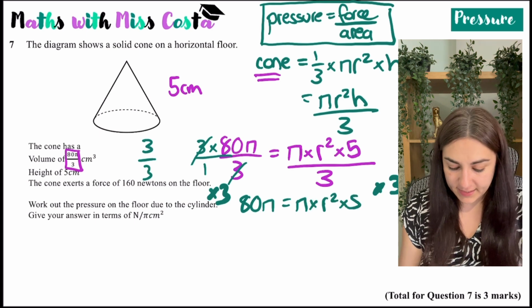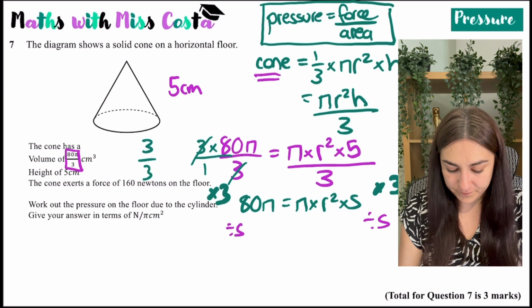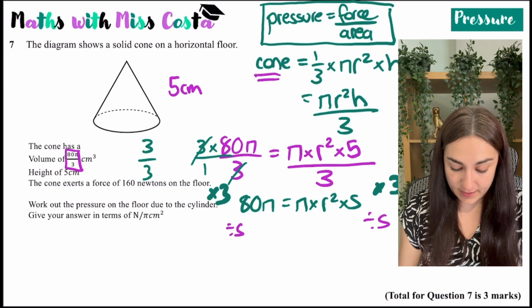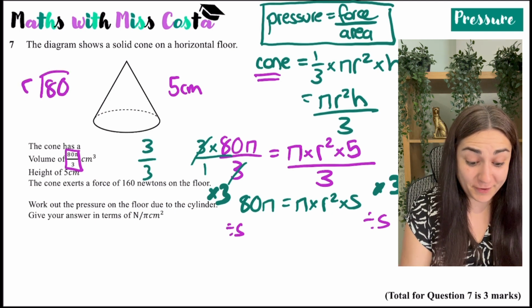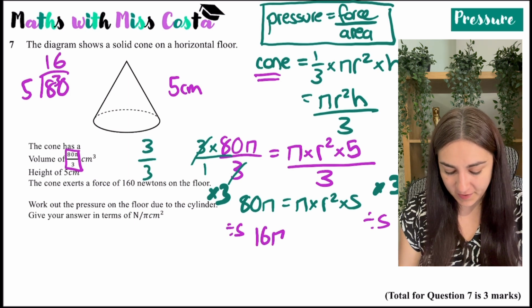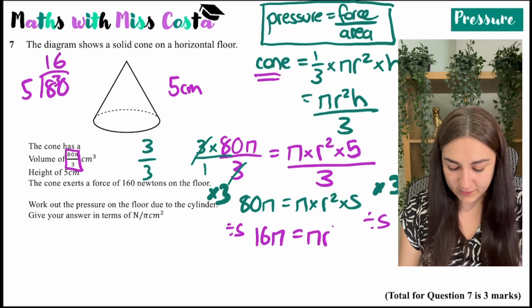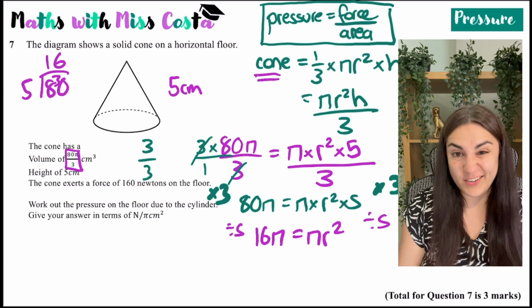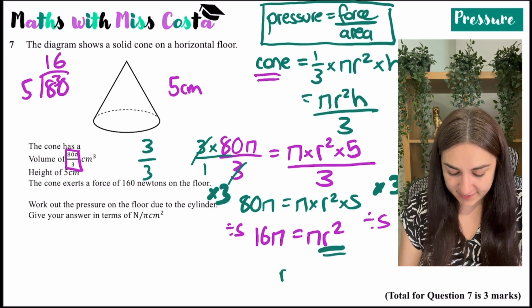Then what I could do is divide both sides by 5. So 80 pi equals... 80 divided by 5. My brain is very tired. 5s into 8 go once, remainder 3. 5s into 30 are 6. Okay, so 16 pi equals pi r squared. So therefore, and you don't need to do this really, r squared is 16 and the radius is 4.